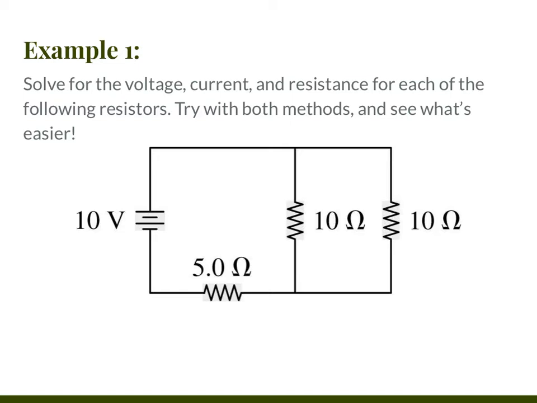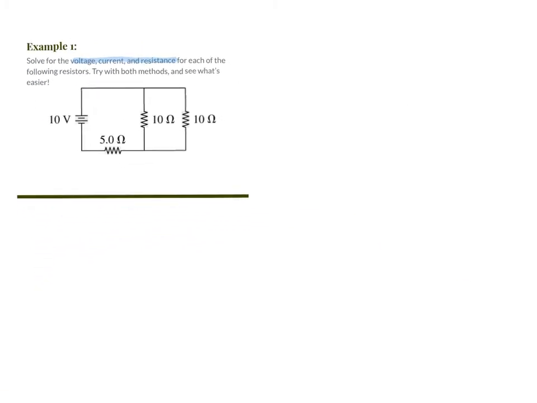To start off with, we're going to look at this circuit. We're going to solve for voltage, current, and resistance for each of the resistors. And we're going to try using both methods. One will use Ohm's law and series and parallel circuits. The other one will use Kirchhoff's rules. So let's start off doing Ohm's law and resistance over here.